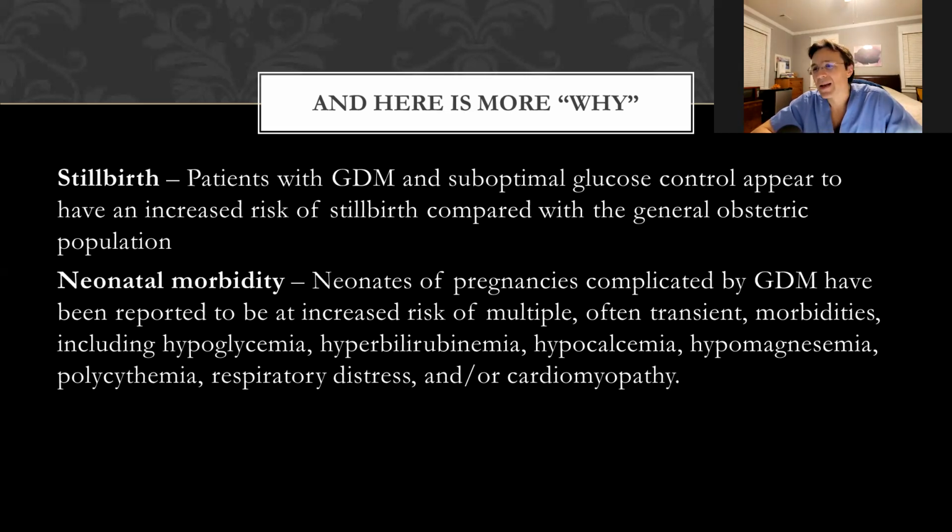On top of that, you can see hyperbilirubinemia. You can have hypocalcemia, hypomagnesemia, polycythemia, respiratory distress, and cardiomyopathy. All right. So a lot of problems come with poorly controlled carbohydrate metabolism, as you can see, right?